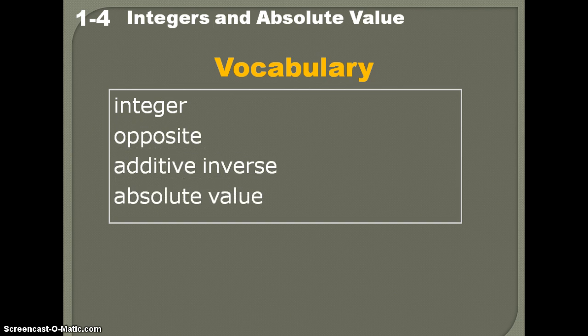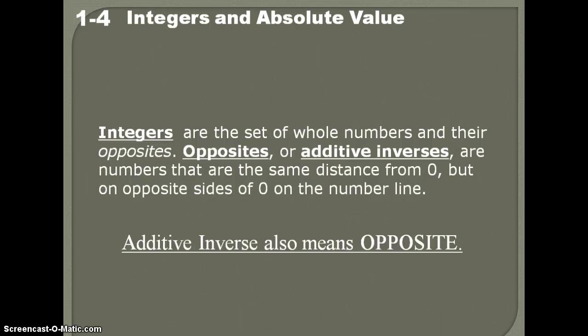Vocabulary that we'll need to know for this lesson includes integer, opposite, additive inverse, and absolute value. Integers are the set of whole numbers and their opposites. So think of 0, 1, 2, 3, 4, and all of the opposites, which are also called additive inverses. Those are numbers that are the same distance from 0, but on opposite sides of 0 on the number line. So for example, the opposite of negative 2 would be 2, and the opposite of positive 4 would be negative 4. So remember, if you see the term additive inverse, it also means opposite.